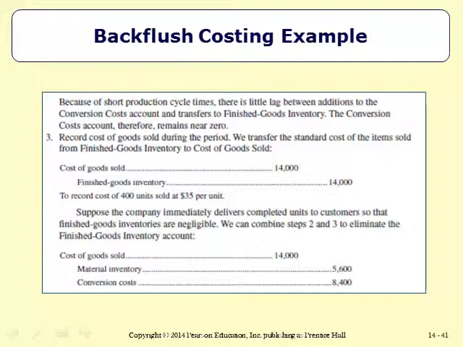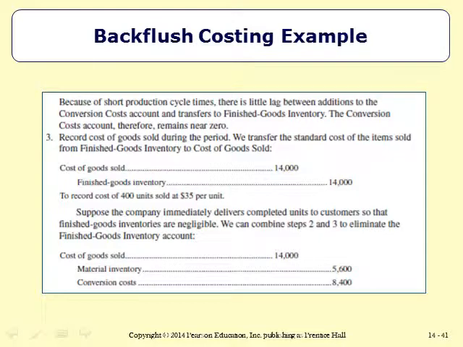So now we need to apply the cost to completed units. When production is complete, we transfer the materials from materials inventory and conversion cost accounts to the finished goods account, based on the number of units completed and the standard cost of each unit. We record the cost of goods sold during the period. We transfer the standard cost of the items sold from finished goods inventory to cost of goods sold. And so you can see here we've made the sale, so we're debiting cost of goods sold for $14,000. Again, it's an income statement account. We're crediting finished goods inventory, which is a balance sheet account, for the $14,000.